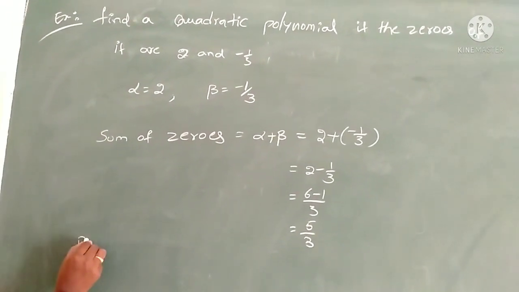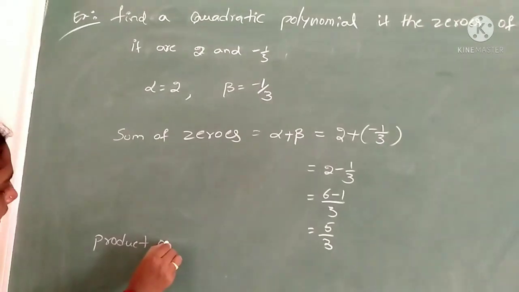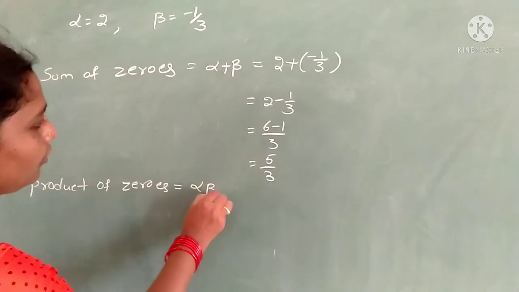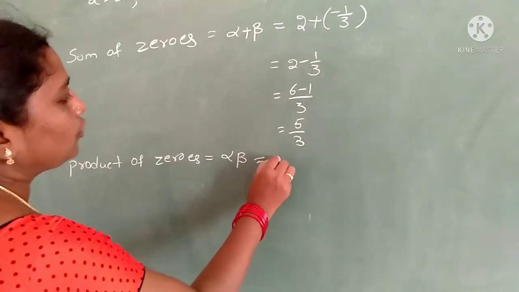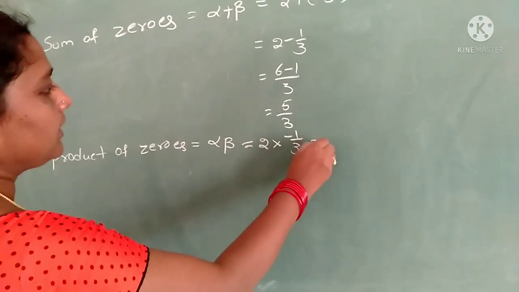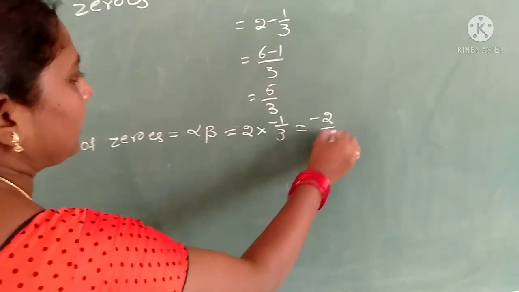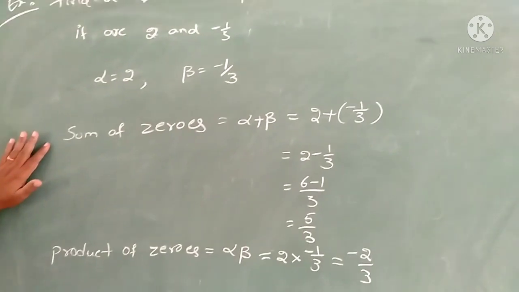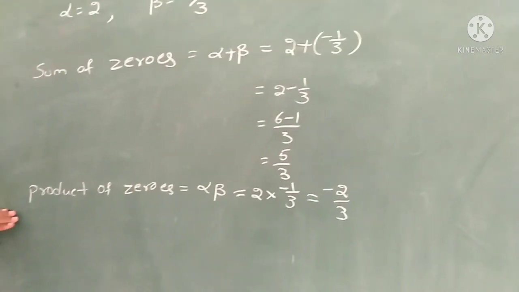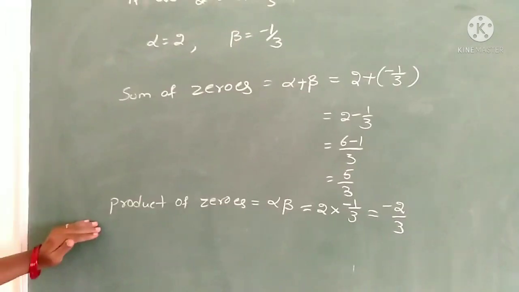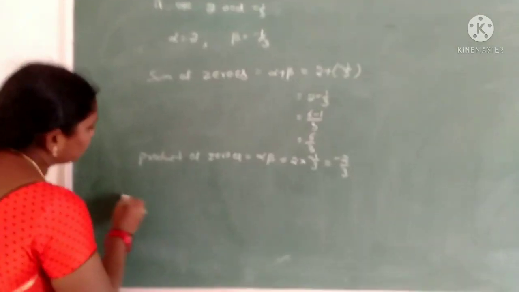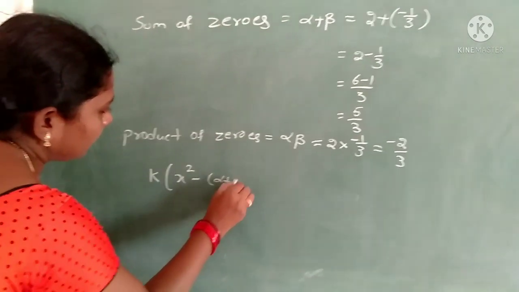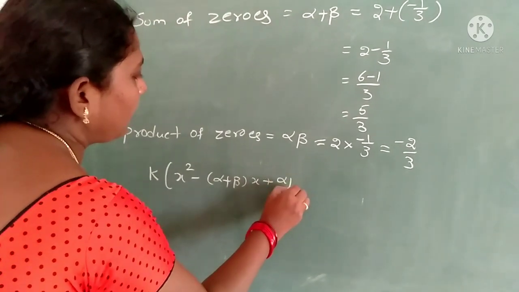Next we find the product of zeros. Product of zeros is alpha into beta. So take 2 into minus 1 by 3, the value is minus 2 by 3. Sum of zeros is 5 by 3 and product of zeros is minus 2 by 3. We know the quadratic polynomial when we know the zeros. So the quadratic polynomial is x square minus alpha plus beta x plus alpha beta.